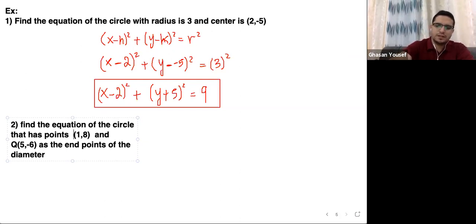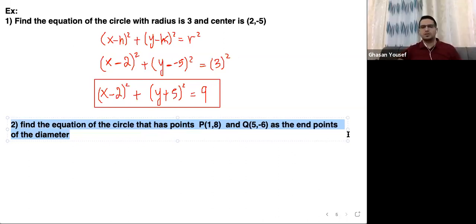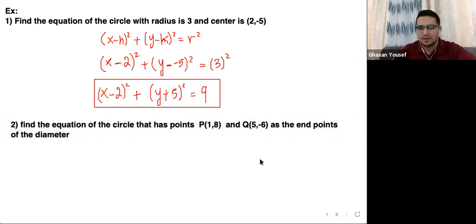So I get the end points of the diameter, but the question does not give me the radius, and also does not give me the center of the circle. How can I think for questions like this? How can I find the equation of the circle if the question gives me 2 points? The first point is this one, and this is my second point, and they told me these are the end points of the diameter.